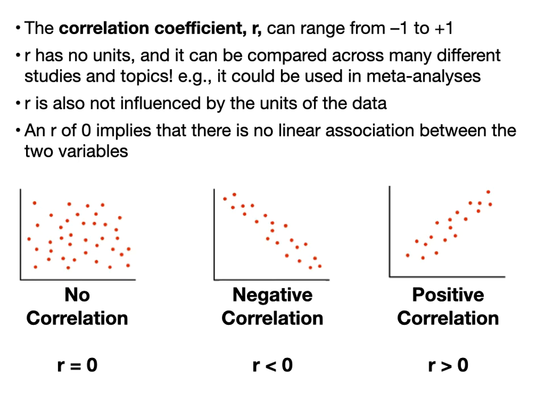It has no units, and it's beautiful because it can be compared across many different studies and topics. For example, it's great for being used in meta-analyses. If there's been many studies looking at the relationship between two numerical variables, like say body weight and metabolic rate, you can extract the correlation coefficient from all of those different studies, and it doesn't matter what units they measured their variables in, the correlation coefficient is comparable across all those studies. And remember, an R value of 0 implies that there is no linear association between the two variables.